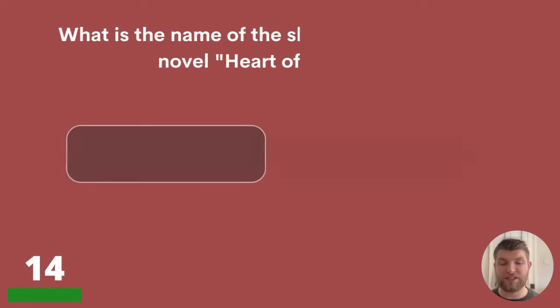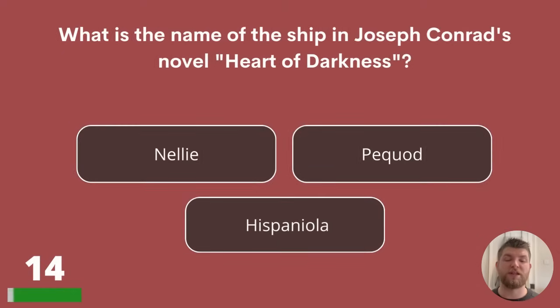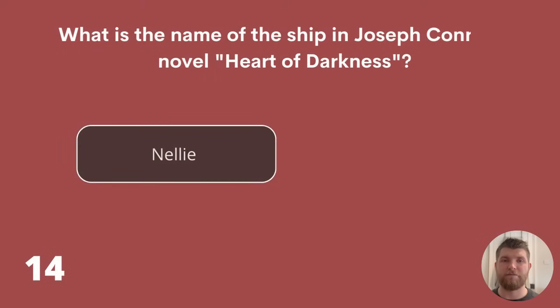14. What is the name of the ship in Joseph Conrad's novel Heart of Darkness? Nellie, Pequod, or Hispaniola? The answer? Nellie.